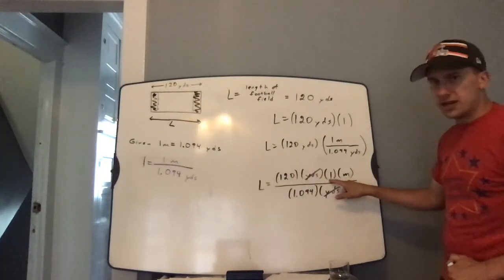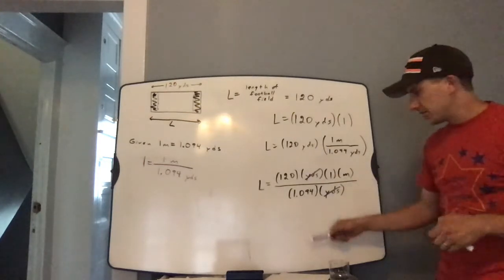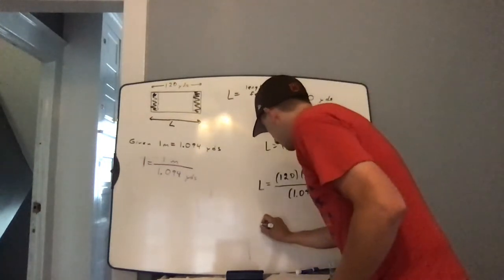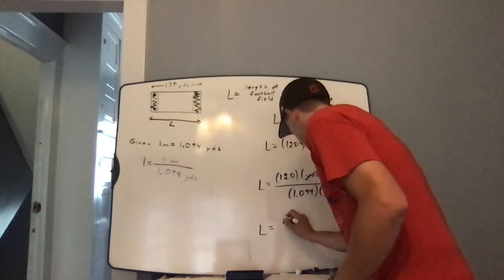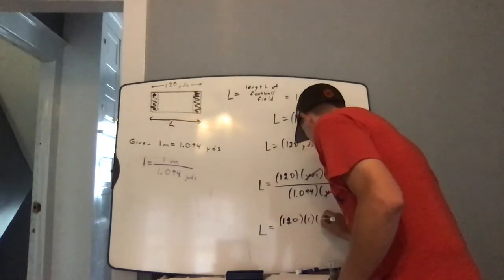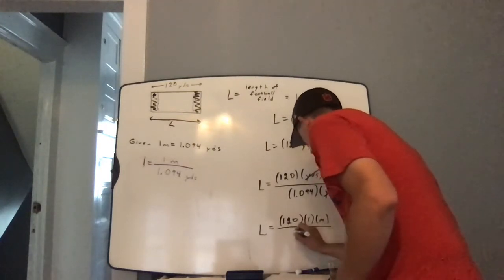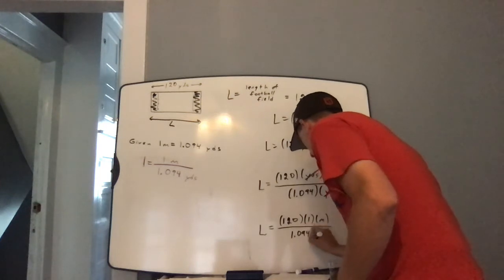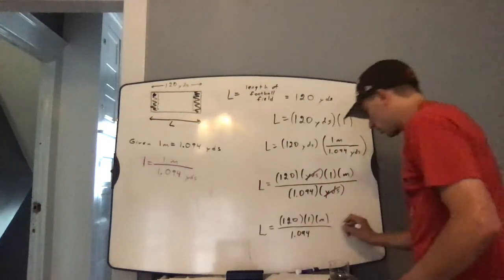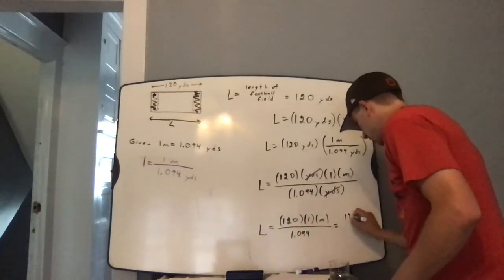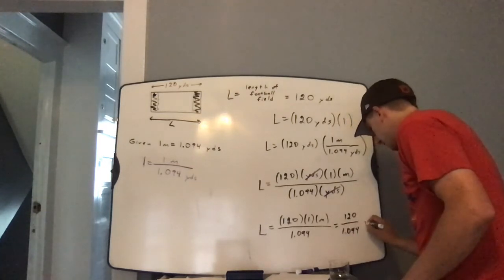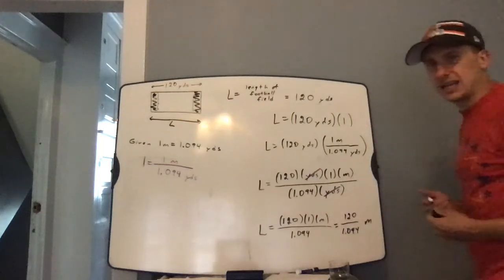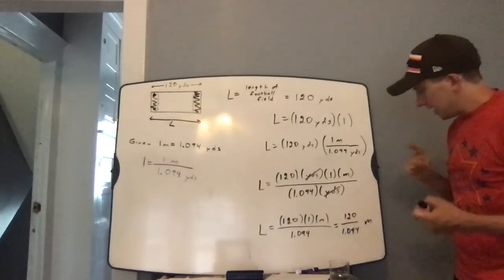120 times 1, that gives me 120. So I then get L is equal to 120 times 1 times meter over 1.094. So I could write this as 120 over 1.094, and I'll just bring meters outside the fraction.